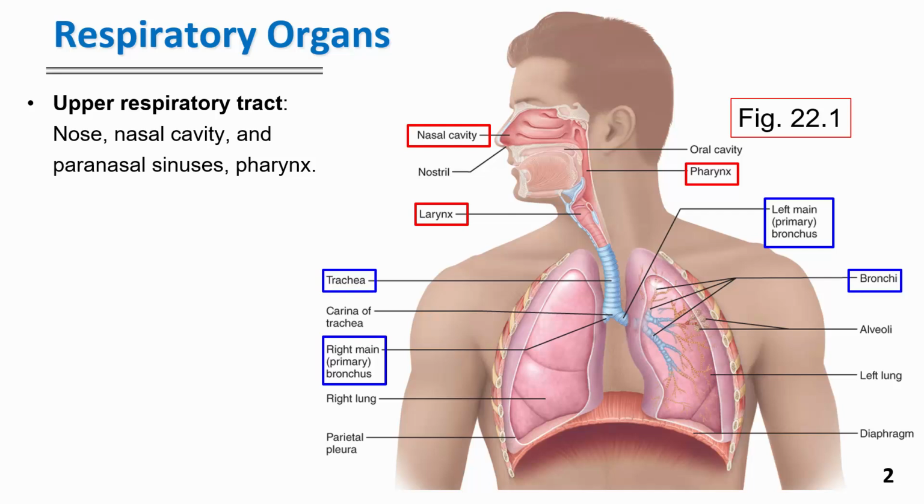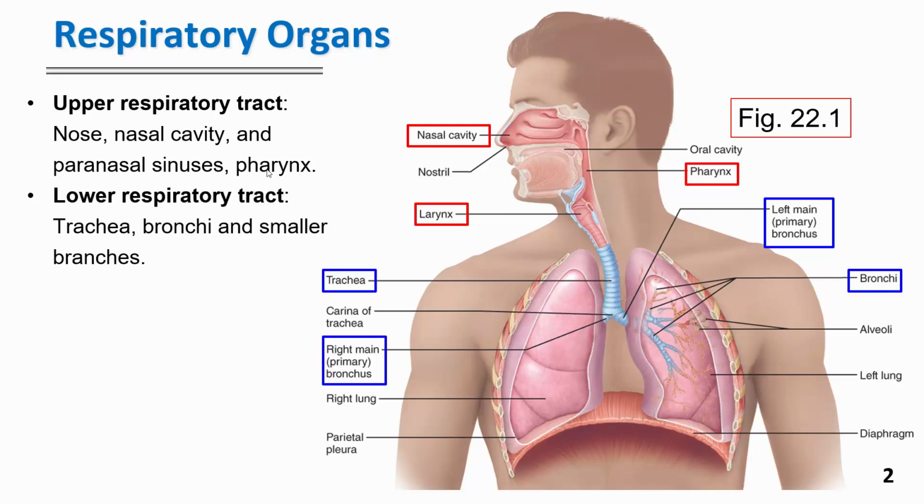And from an anatomical perspective, the respiratory organs consist of what's called the upper respiratory tract, and this is composed of the nose, the nasal cavity, the sinuses, as well as the pharynx. And we'll take a look at these in a little bit more detail, and we'll point these out here on the right hand side in a moment. The lower respiratory tract includes the trachea, the bronchi, and the smaller branches of the air passageways.